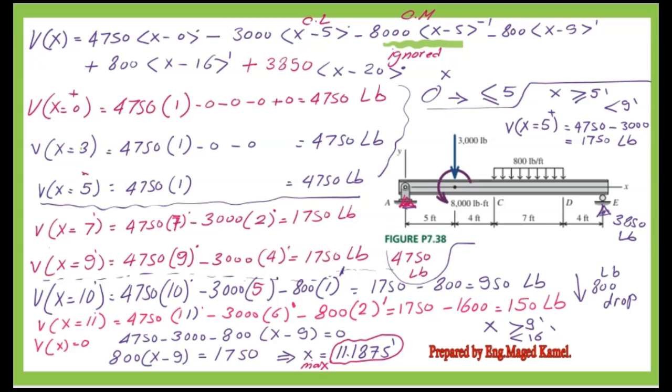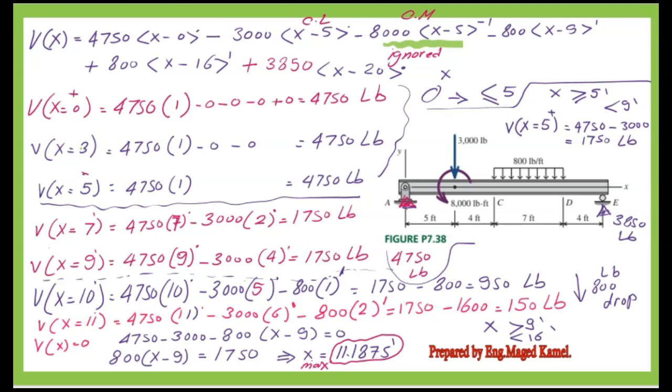This was for the location from 0 to 5. Now we start to get the values for points from 5 feet to 9 feet. For V of x equal to 7, we have 4,750 multiplied by 7 raised to the power of 0, minus 3,000 multiplied by 2 raised to the power of 0, which equals 1,750 pounds.